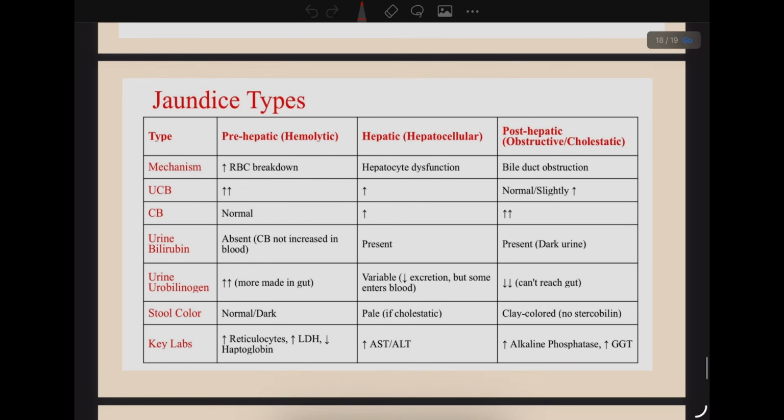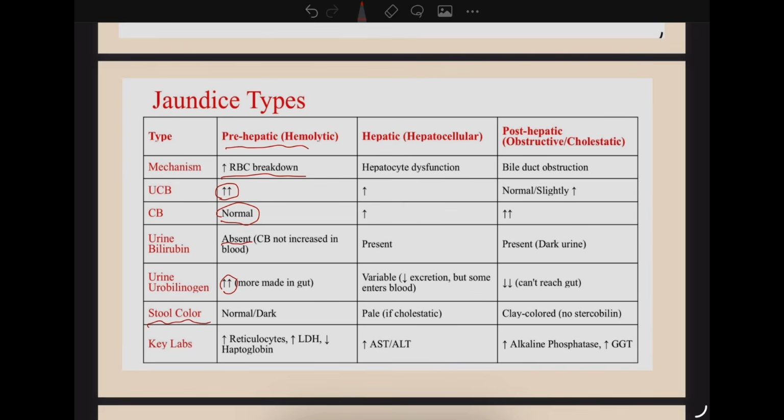Now this is a summary for jaundice types, as you can see. If it's pre-hepatic, as we said, it will be hemolytic. We'll have high red blood cell breakdown. What about unconjugated bilirubin? Elevated, conjugated is normal. Is there bilirubin in urine in pre-hepatic? No, because the problem is pre-hepatic. Conjugated bilirubin is normal, so the bilirubin that ends in the urine is non-existent. Now for urine urobilinogen, as we said, it will be more. This is just a summary to know.